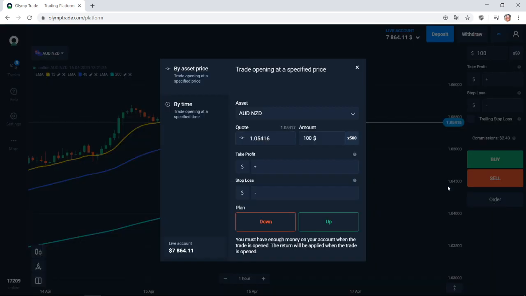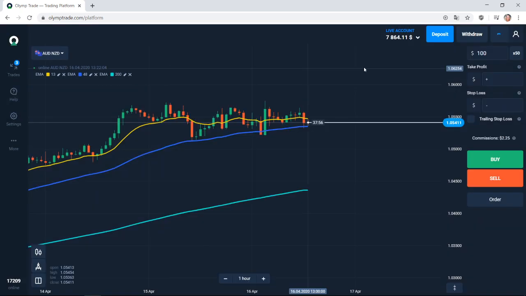And so with the order, if we click on order, just like I mentioned, you can set the order to open at a specific price. So we would enter a price right here, or at a specific time, and we can specify the time. Just the same way we can choose the amount of our trade, choose the multiplier. We can even set our take profit and stop loss from the beginning, and then of course we choose up to open a buy trade for price increase and down for a sell trade for price decrease. So don't forget that these options are available for you.